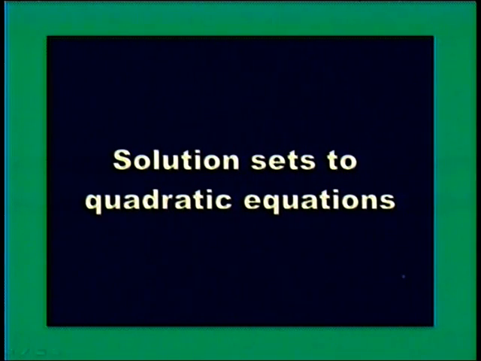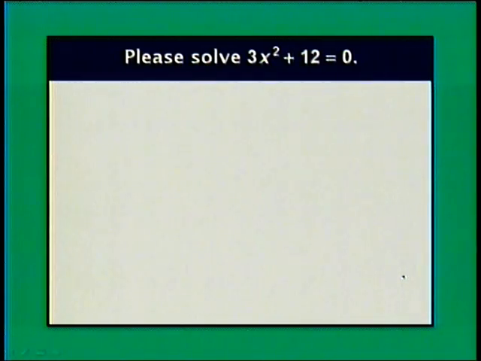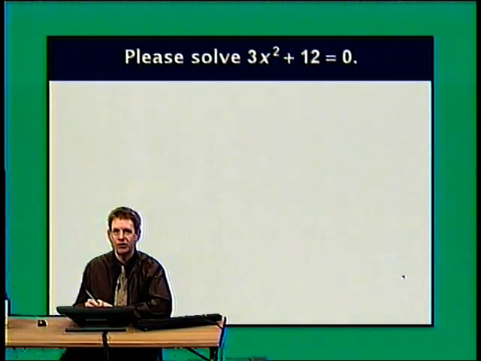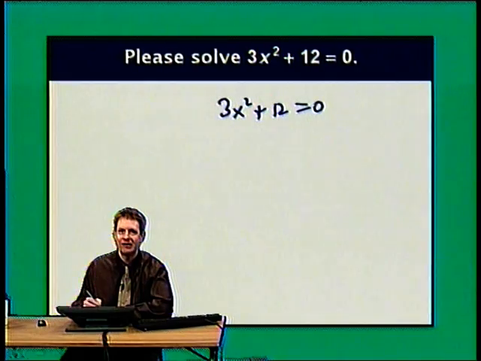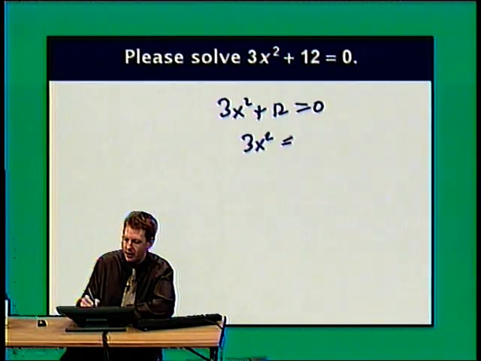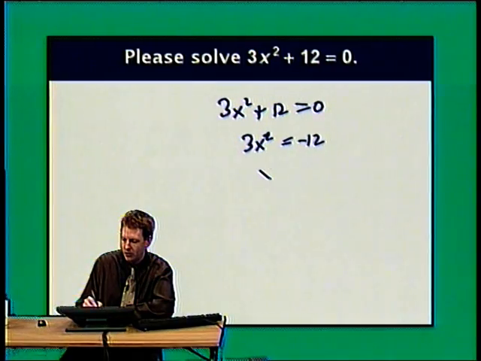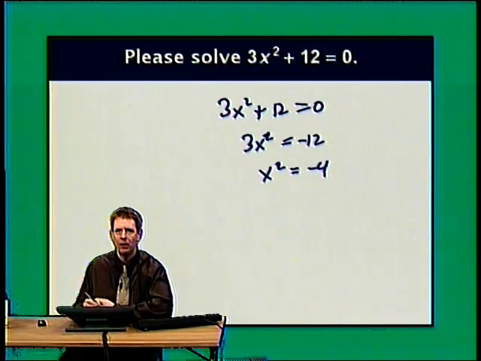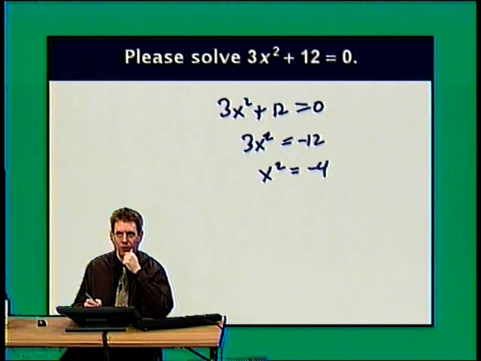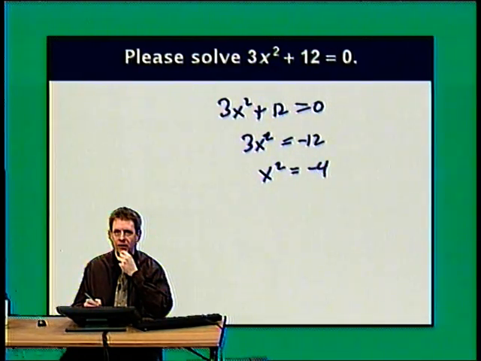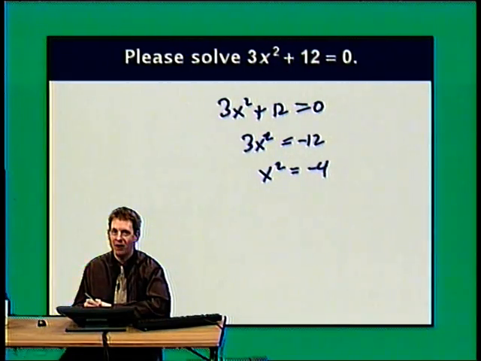I want to talk just a little bit about different types of solution sets you get to quadratic equations. Let's look at 3x squared plus 12 equals 0. Well, so far, I don't have a perfect square equals a number. So that's my first objective. Let's isolate x squared. 3x squared equals negative 12, so x squared equals negative 4. What real number can you square and get negative 4? Well, when I think about this, the square of a positive number is positive, the square of a negative number is positive, the square of 0 is 0. I'm out of real numbers. There is no real number that I can square that gives me negative 4.